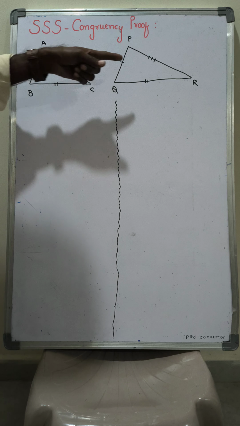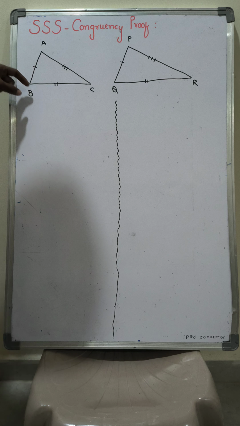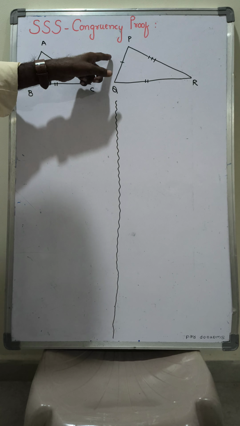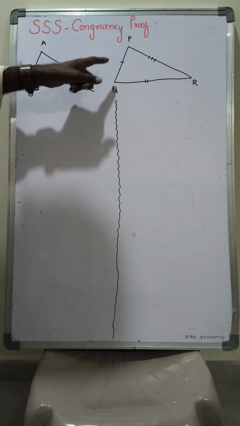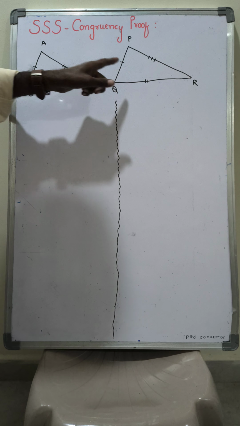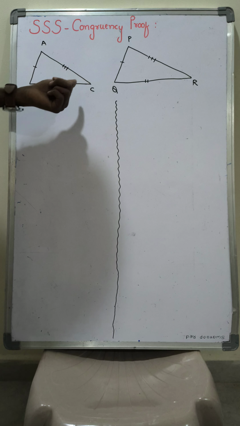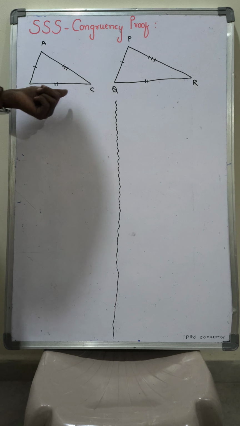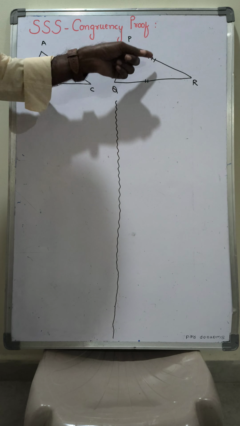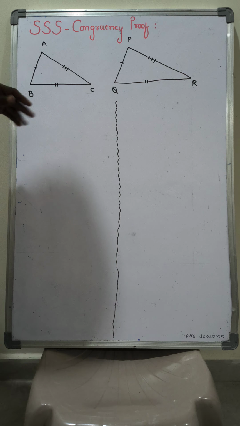Two triangles are said to be congruent when three sides of one triangle are equal to the corresponding three sides of another triangle. Let me repeat the statement. These two triangles are said to be congruent when three sides of this triangle are equal to the respective three sides of another triangle. So this is the proof that we are going to do here.